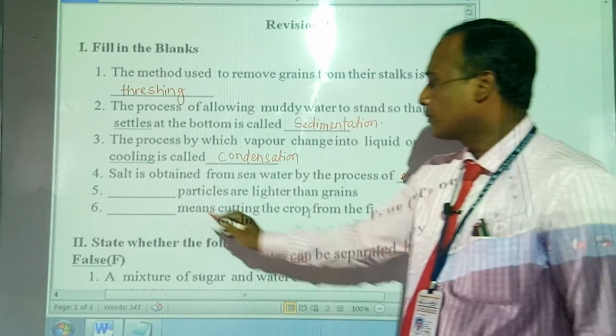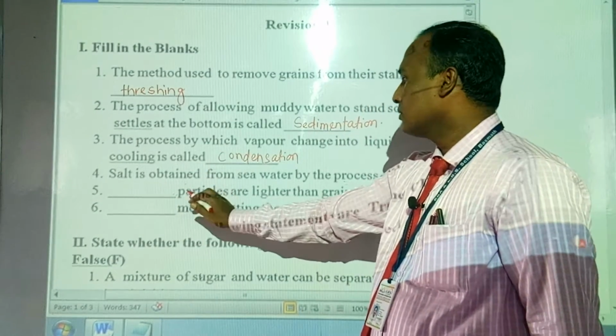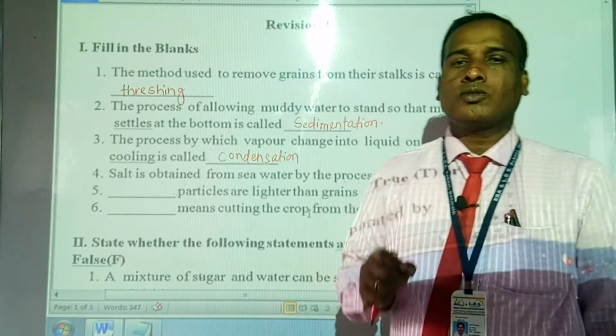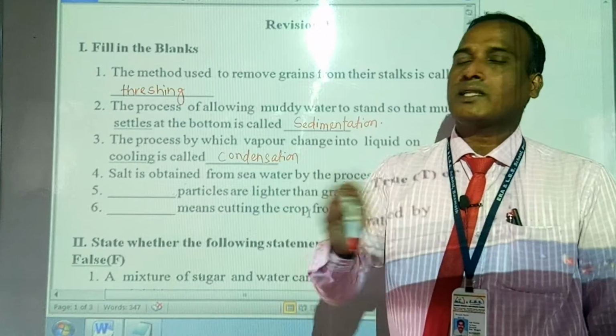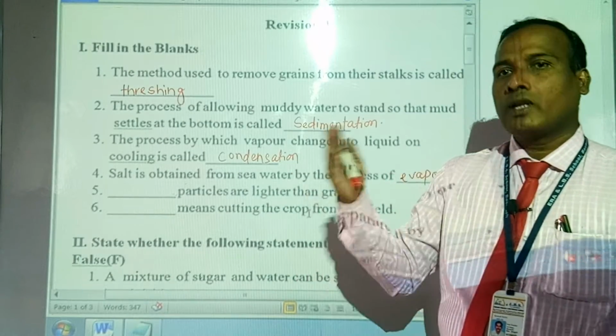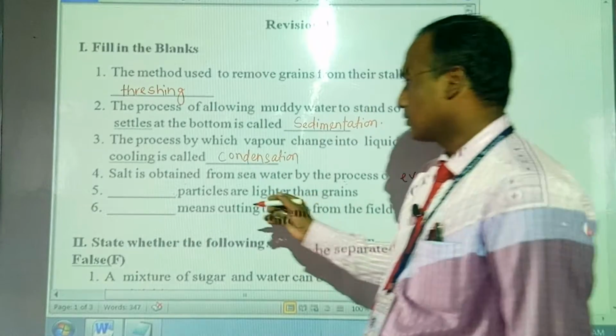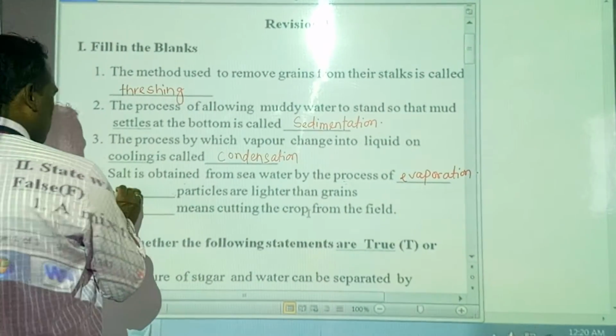Next question, fifth question: dash particles are lighter than the grains. Who stays along with the grains? Husk stays. How do we remove the husk? By the winnowing process, and it will be taken out. So husk is lighter. Husk is lighter.